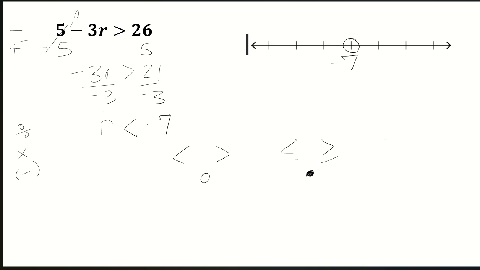So here's where the difference comes in from an equation. For an equation, it would just be R equals negative 7. For this inequality, it's infinite numbers because it's any number that is less than negative 7. If I'm on my number line, I'm looking for numbers that are less than, so I'm going to shade to the left. Okay, so this is my answer.